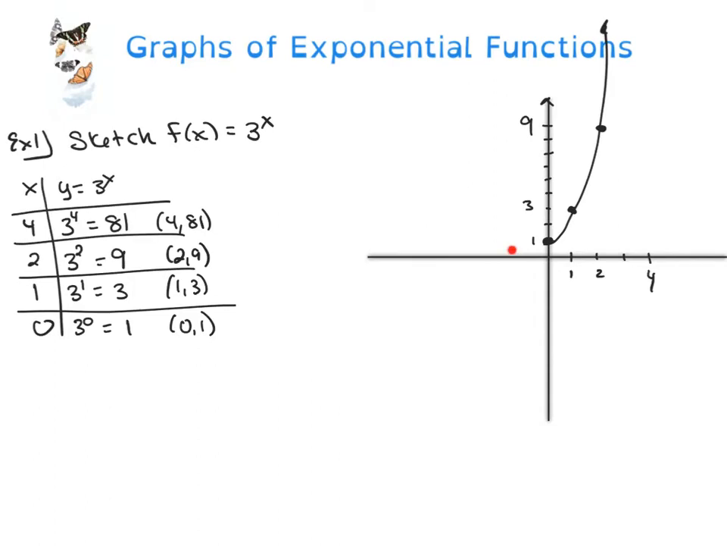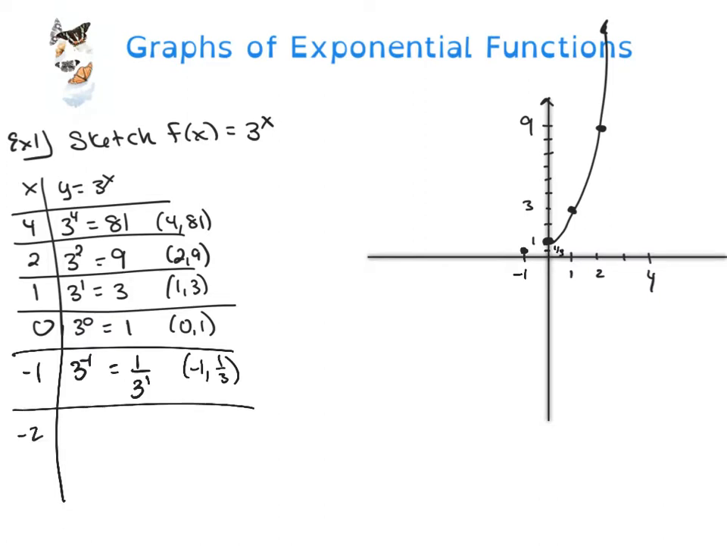I need to see what's happening over here. So I'm going to pick some negative x values. So I'm going to extend my graph down here. And let's start with -1. 3 to the -1. Now remember, a negative exponent on a 3, 3 to the -1 is 1 over 3, so 1/3. So I have x is -1 and y is 1/3. Okay, how about x is -2? 3 to the -2, so that's 1 over 3 squared. That's 1/9. So I have x is -2 and y is 1/9.